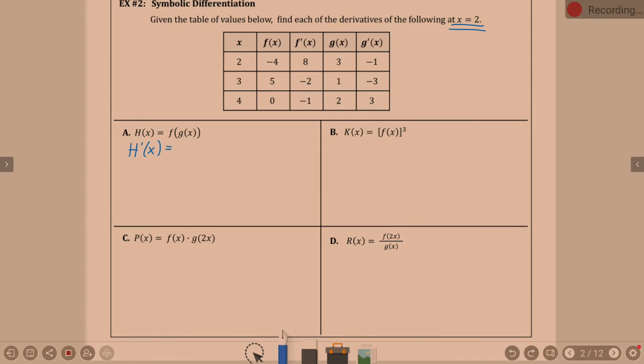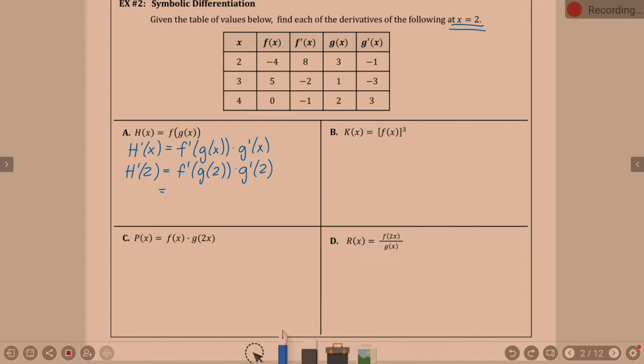So how do we do the derivative of f of g of x? So this is chain rule, yes? This is derivative of a composition. So f prime of g of x, derivative of the outside, keep the inside, times derivative of the inside. Now, we're actually being asked to evaluate this at 2. So we're doing h prime of 2, which is f prime of g of 2 times g prime of 2.